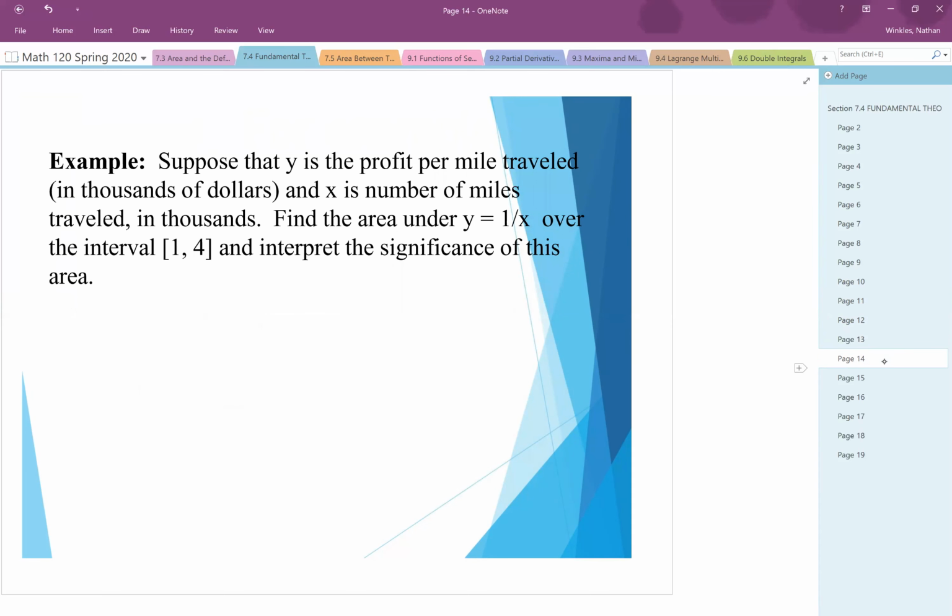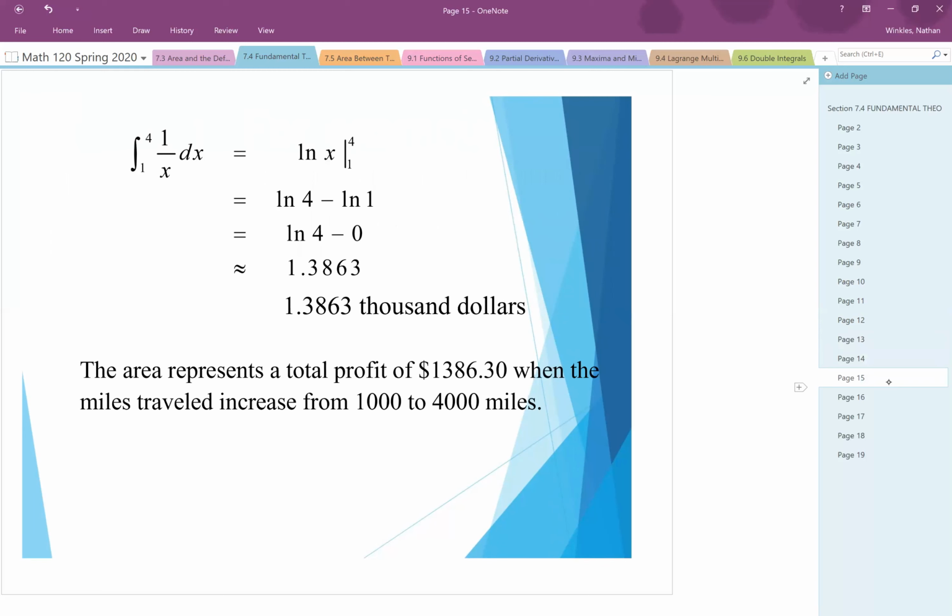So a nice example in terms of business would be the following. Suppose that Y is the profit per mile traveled in thousands of dollars and X is the number of miles traveled in thousands. We're told to find the area underneath Y equals 1 over X over the interval from 1 to 4, then interpret the significance of this area. So on the next slide here, we actually perform this integration. First thing we have to worry about is how do we set it up? So this is the integral from 1 to 4 of the function they gave us of 1 over x dx.